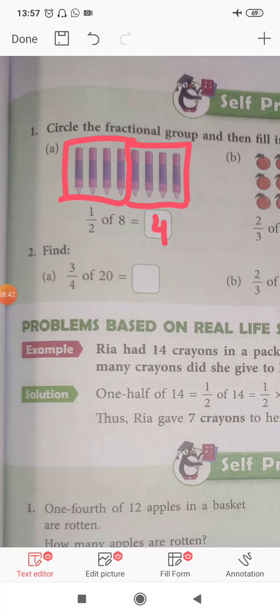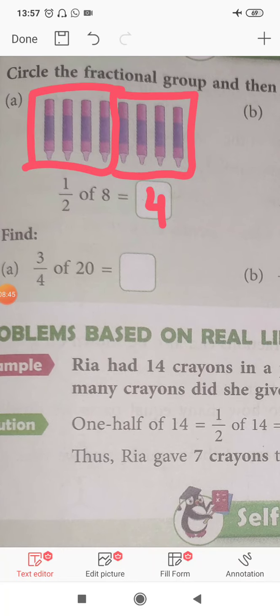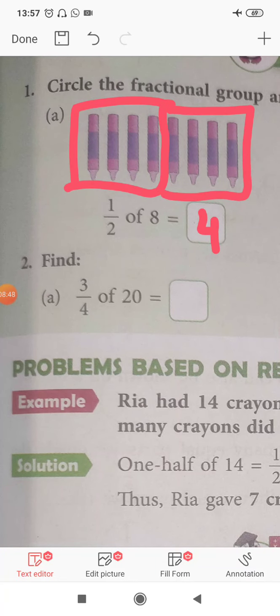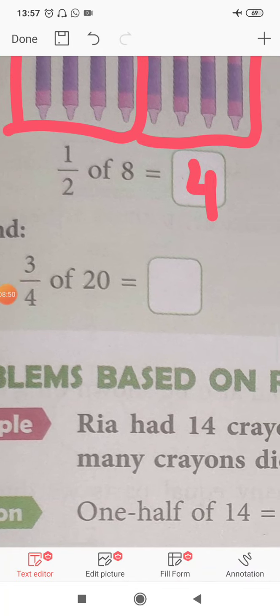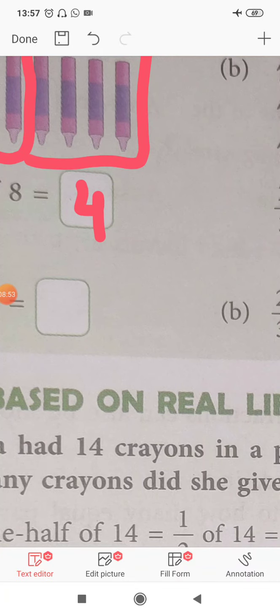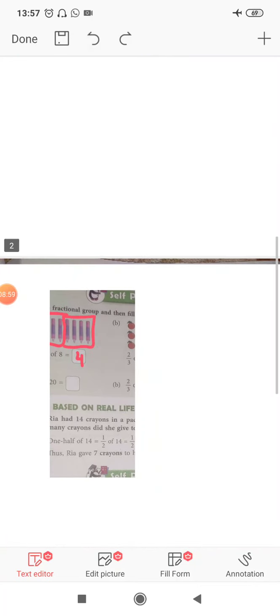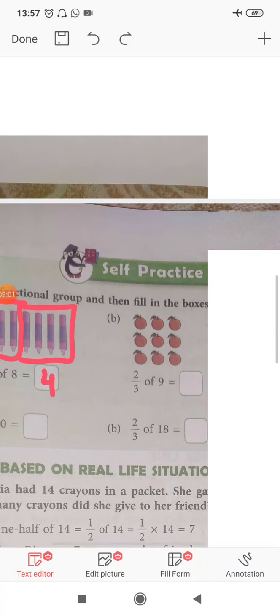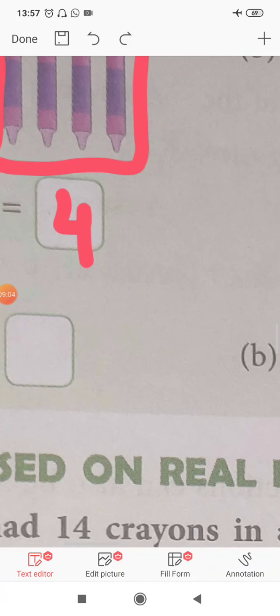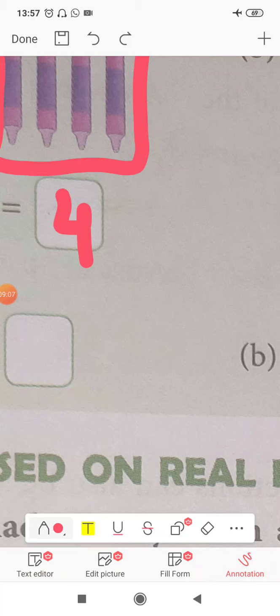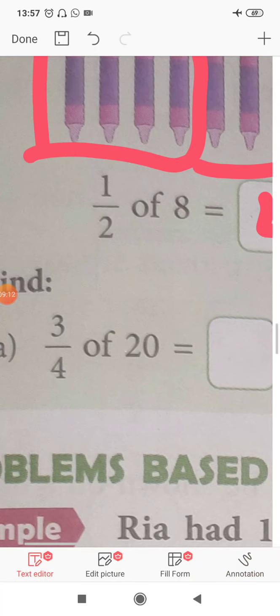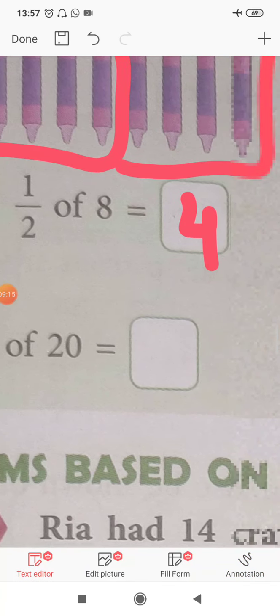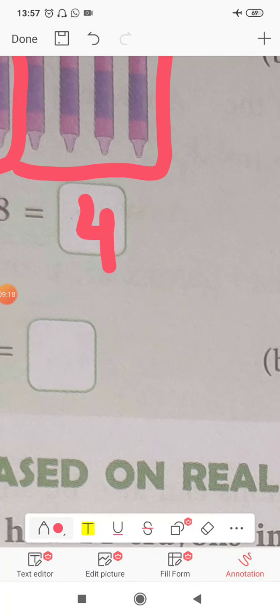Find 3/4 of 20. Okay, you have to find the 3/4 of 20. So here you have to use the formula because no picture is given, so you have to find the answer by using the formula. So let's start. Okay, let me first erase everything. Okay, now the question is, you have to find 3/4 of 20. So first we will write it as 3 by 4 multiplied by 20.